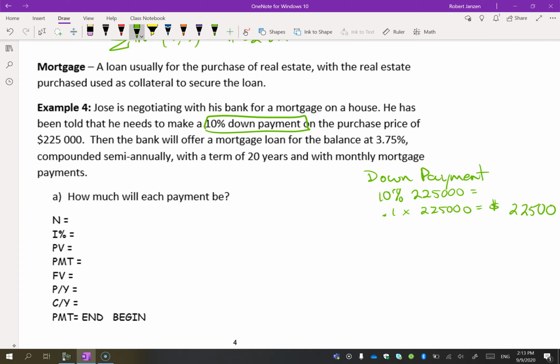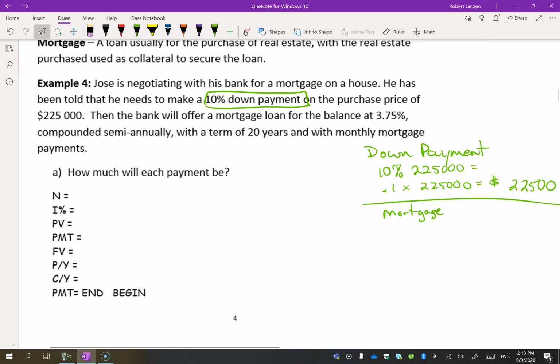So what is the mortgage going to be? Well, now we need to figure out what is the mortgage. If you're going to pay $22,500 up front, then let's subtract that from the purchase price. And that is $202,500. So this is my mortgage. Notice it's positive because I'm not spending that money. I'm being given that money. I have to repay it.